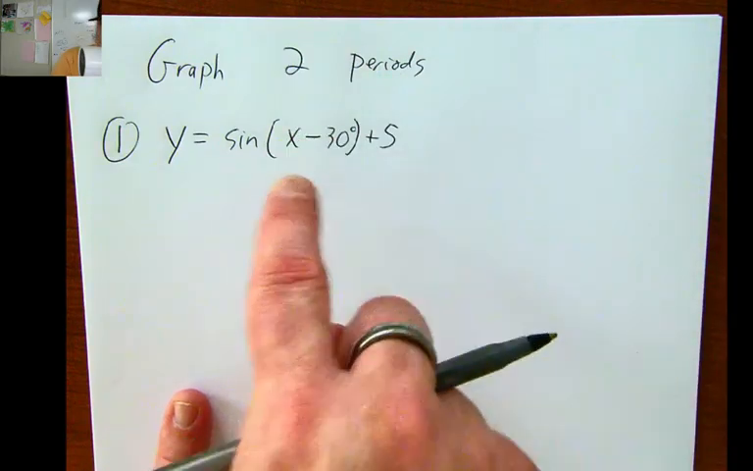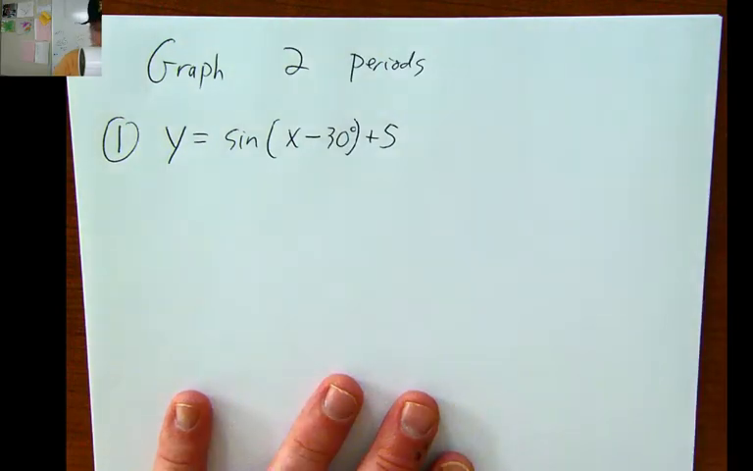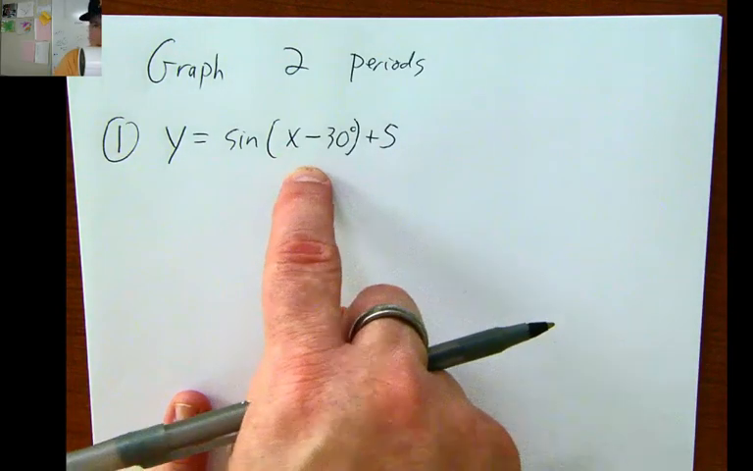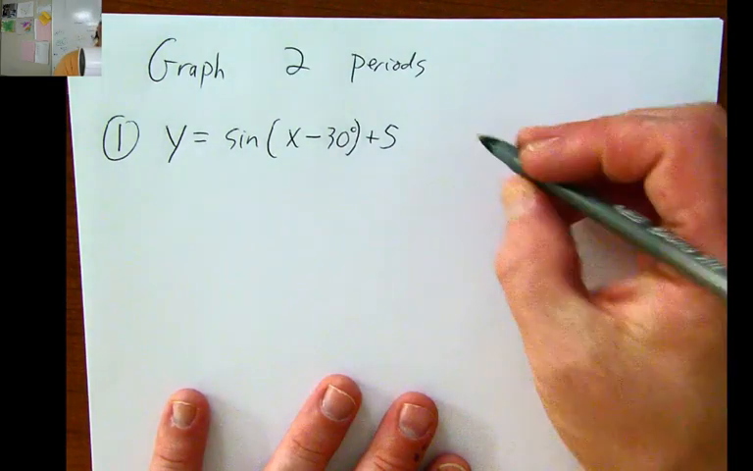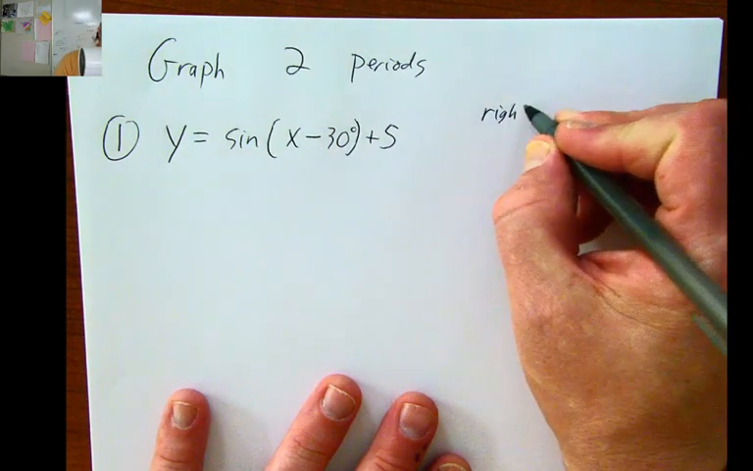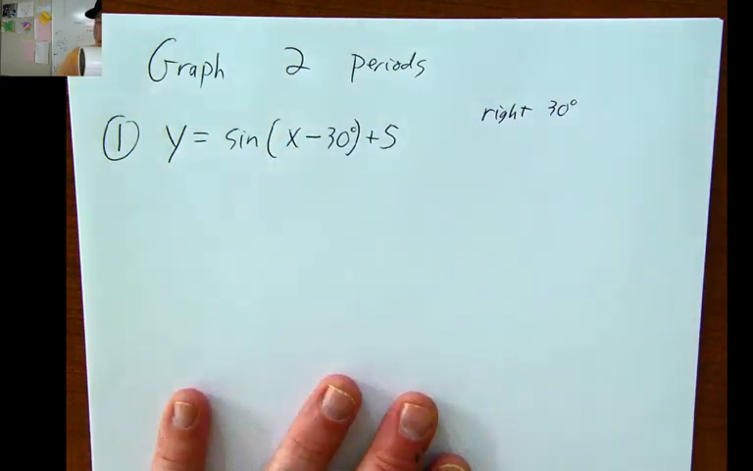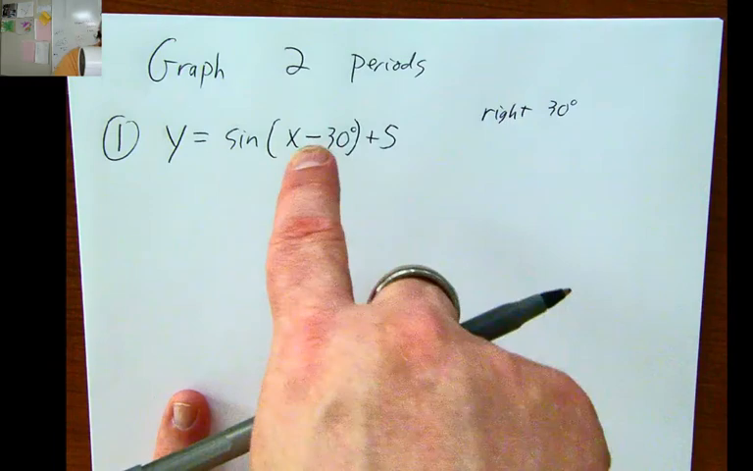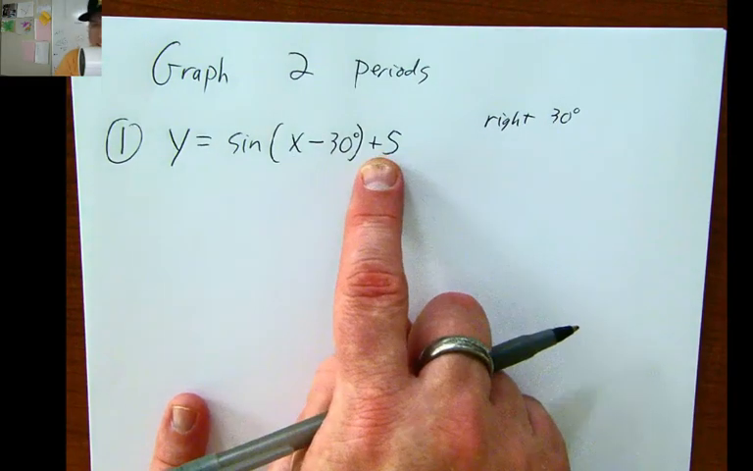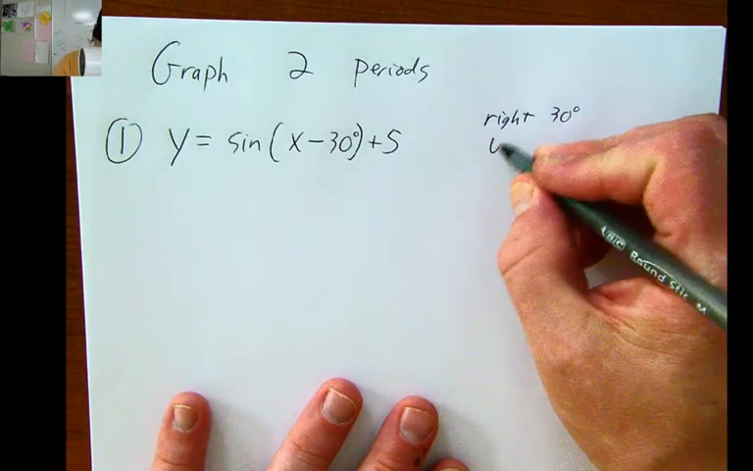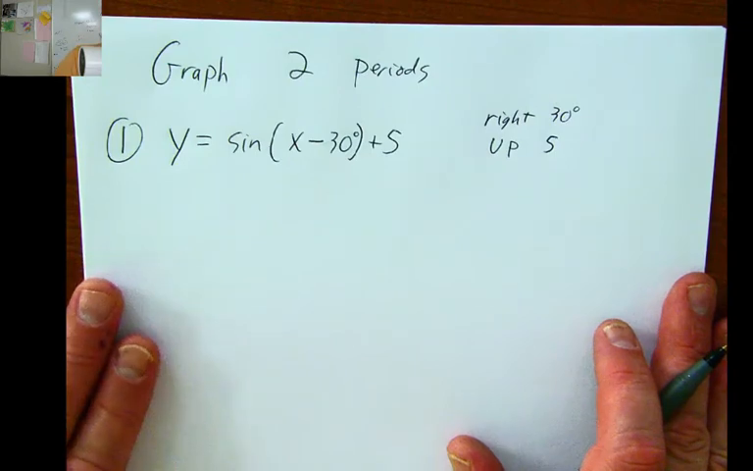These work the exact same way that you're used to problems working with translations. This is inside the function and it says minus 30 degrees. You do the opposite, that means it's going right 30 degrees. If you were to plug positive 30 degrees into that equation, that would be 0. That's why it's right 30. Plus 5 on the end, that affects the y-coordinate, which means it's going up 5. All right.